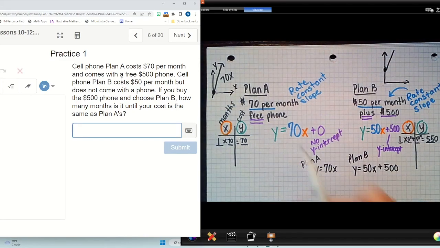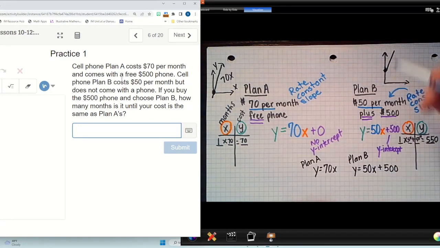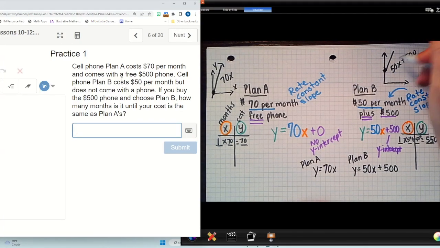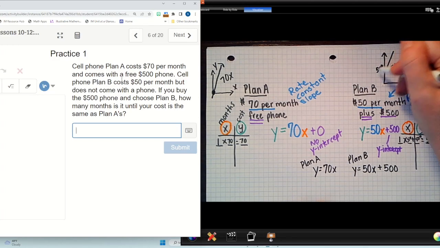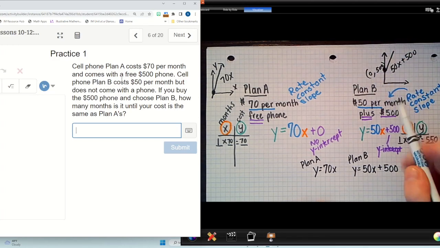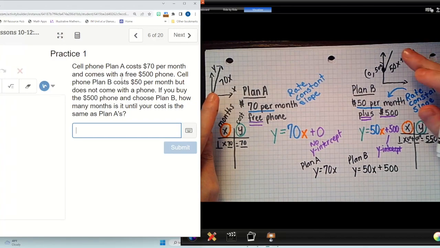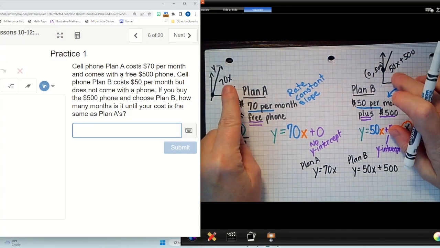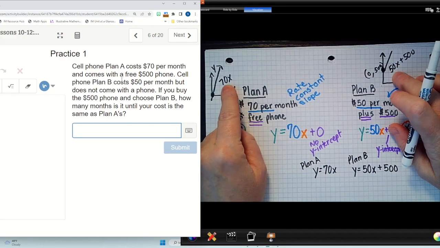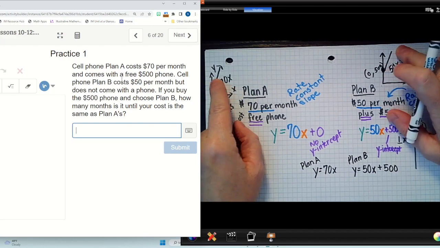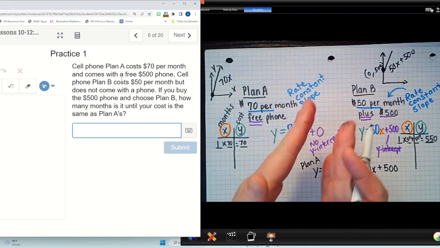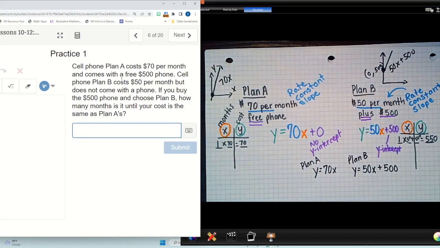Okay? So this is starting at 0, increasing. This would be 50x plus 500. The 500 would be my y-intercept. Okay? 0, 500. It's where it starts, not at 0. All right. So these two lines are going to intersect, because they don't have the same slope. So they're not parallel. And as they're moving through time, they're going to eventually go together and they're going to crisscross. And our goal is to try to figure out where they cross.